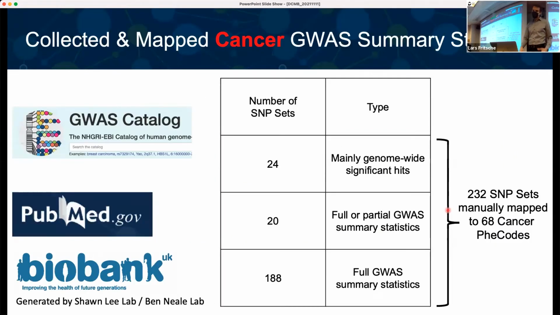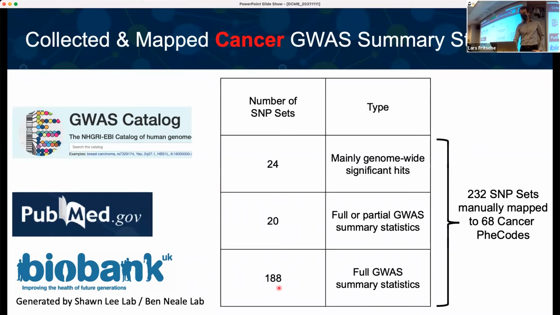So what we did, we looked for resources online where we can find SNP sets or GWAS summary statistics that we can use to construct polygenic risk scores. One source was the GWAS Catalog, basically a resource that tries to collect all genome-wide significant hits. Sometimes they also go below that threshold. And we could do this for, I think, 24 different cancer traits. We also looked online through PubMed if we can find summary statistics that were shared with the publication. We found 20 of those.